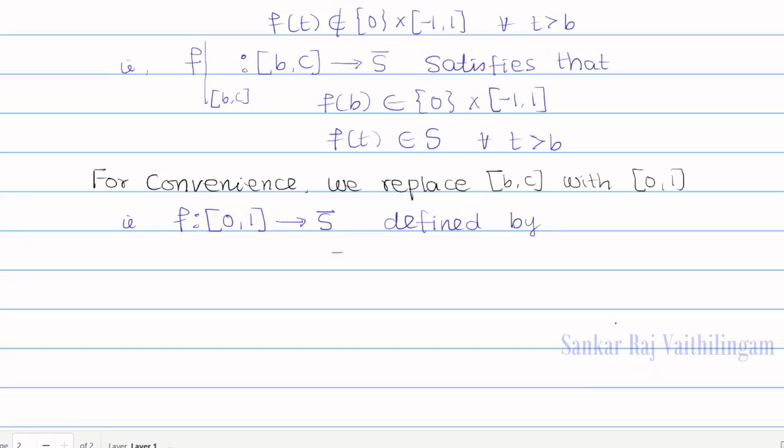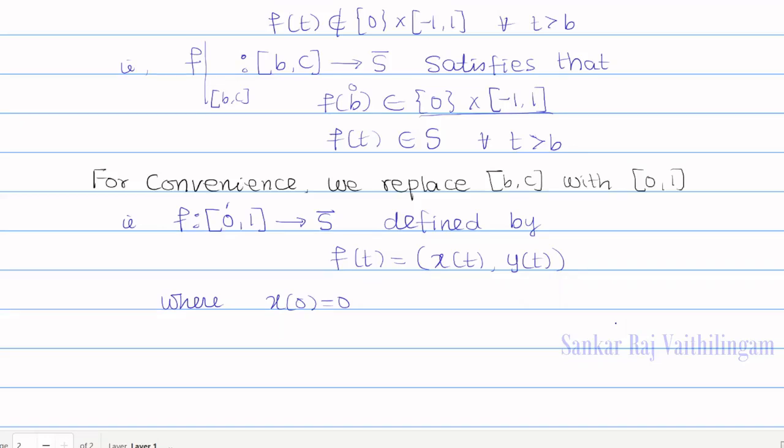How do I define it? f of t is equal to, I make it x of t comma y of t, where the first line is: x of 0 is equal to 0. The first point, b, will map to here, so f of 0 will map to the singleton 0 cross the vertical line. So its first coordinate will be 0. x of 0 equal to 0.